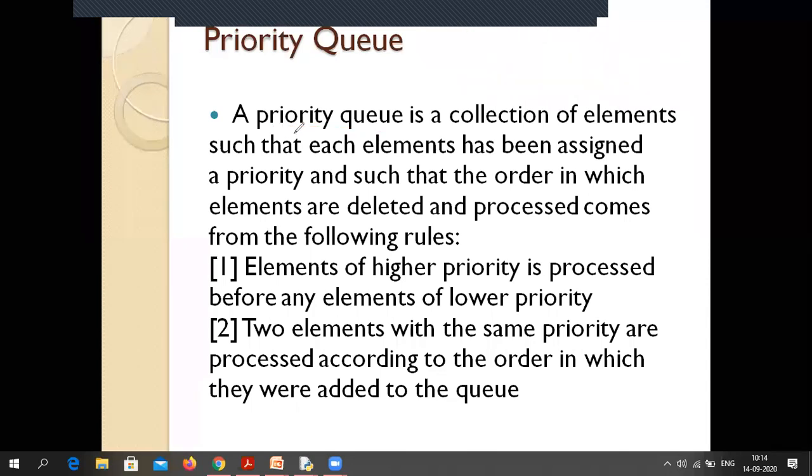Okay, so a priority queue is a collection of elements such that each element is assigned a priority, and the order in which the elements are deleted and processed comes from the following rules. What is that? Again, the order in which they are being deleted, not inserted, I'm saying over here. An element of higher priority is being processed before any element of lower priority.